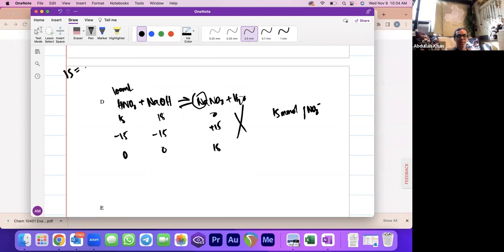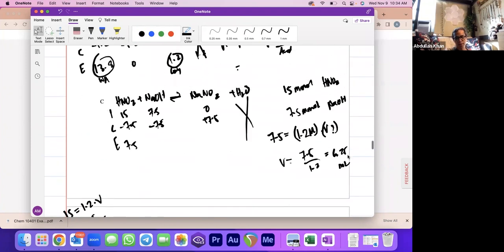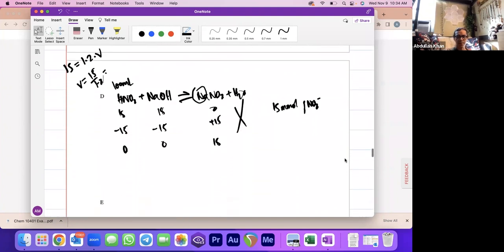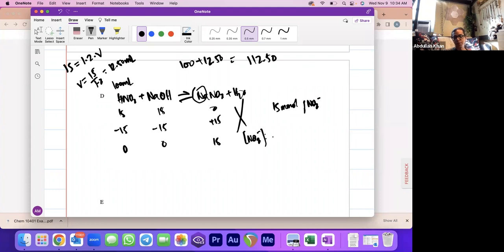We want 15 millimoles of NaOH. Its molarity is 1.2 times volume. And so volume is 15 divided by 1.2. It should just be the double of what we got last time, 12.5 milliliters. So the total volume is 100 plus 12.5, which is 112.50. And so the molarity of NO2 minus is going to be 15 millimoles divided by 112.50 milliliters.